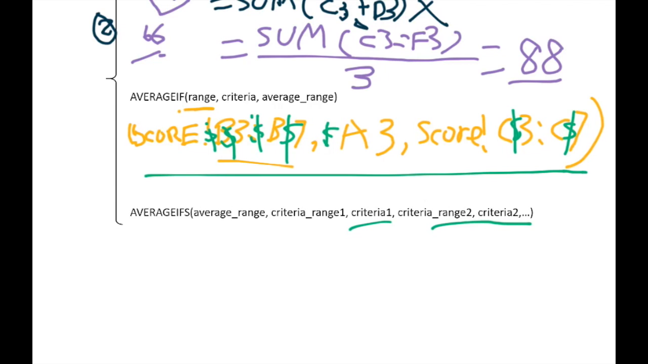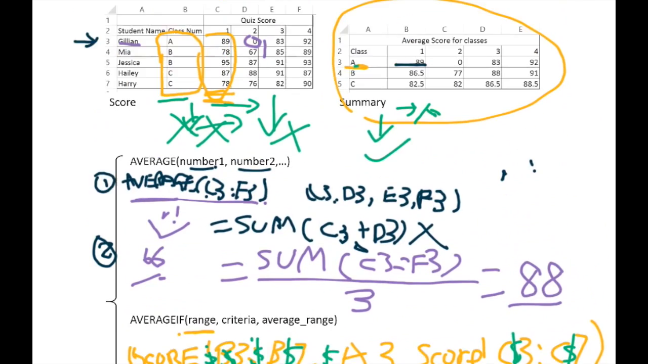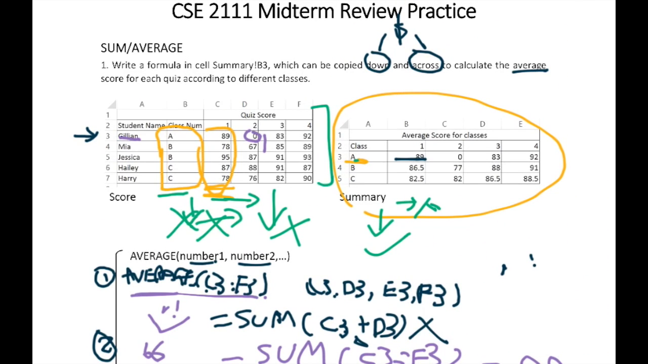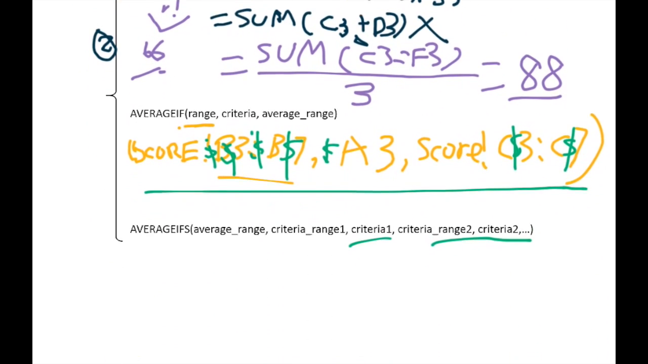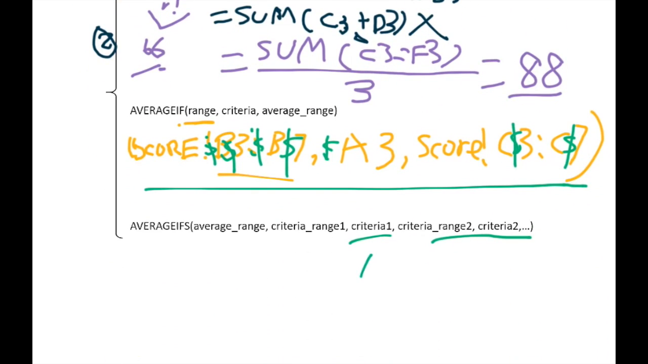So in this example, if we add another column here as rank, and I want to know the average score for seniors in class A, which means I have two criteria. One is class A and one is senior. Then I want to use AVERAGEIFS.